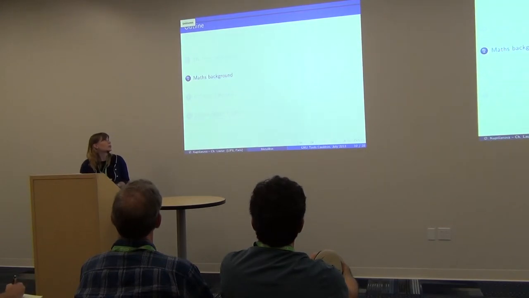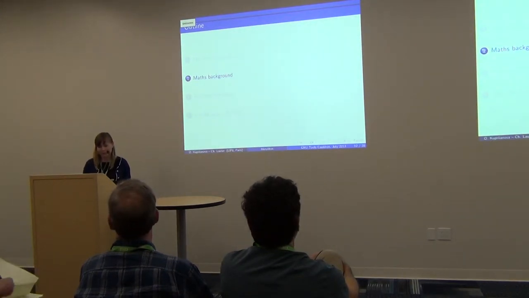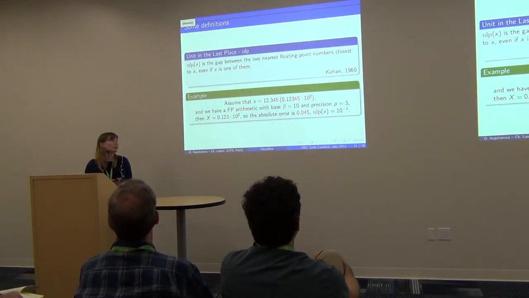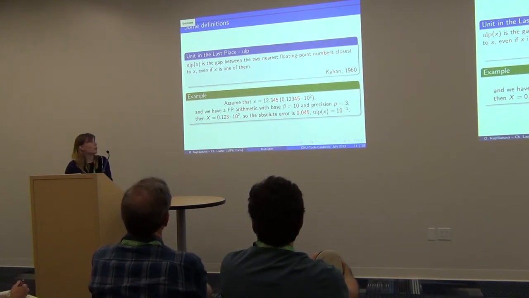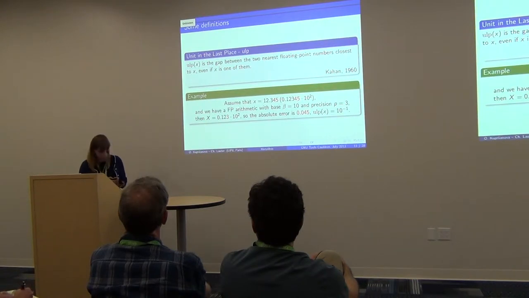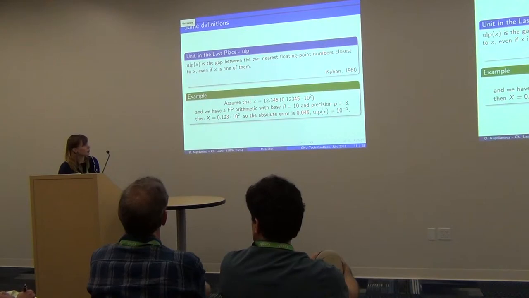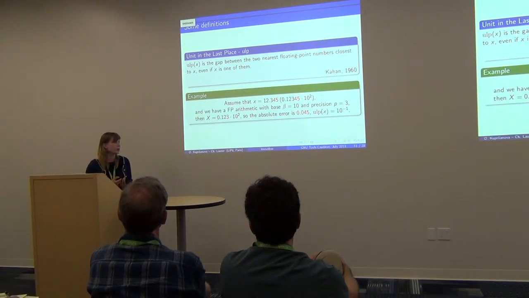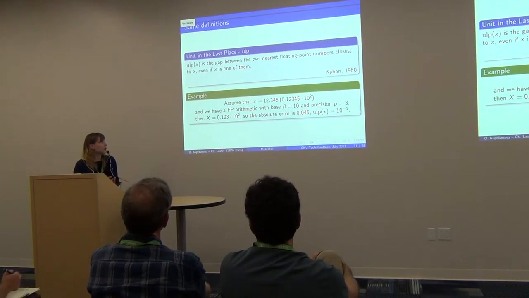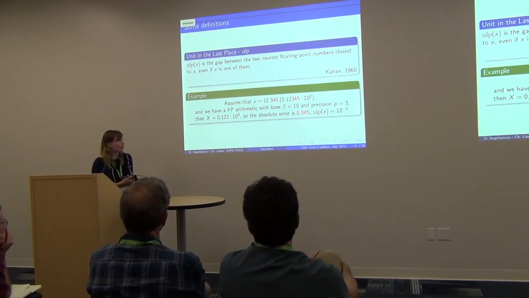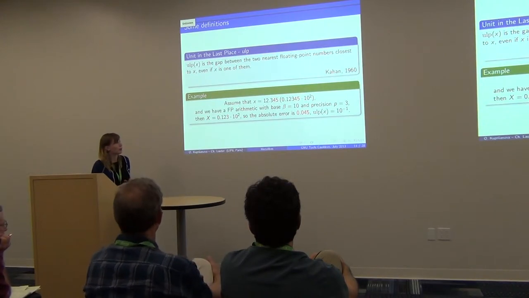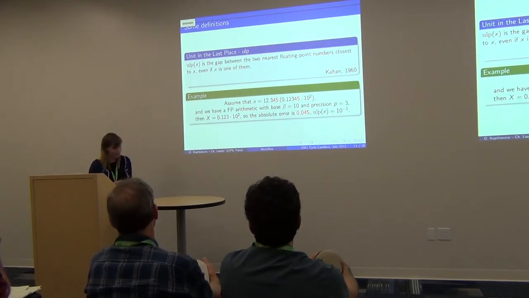So let me introduce some mathematical definitions on that. I was talking about ULPs, a unit in the last place. There are a lot of definitions of this function, but the first one was defined as the gap between the two nearest floating point numbers. So here, for example, we want to represent some number like 12.345 in floating point arithmetic with the base beta equal to 10 and the precision 3. We will have the representation 0.123 times 10 squared. So the ULP of this representation will be 10 to the minus 1. It's the weight of the last significant digit in this case.